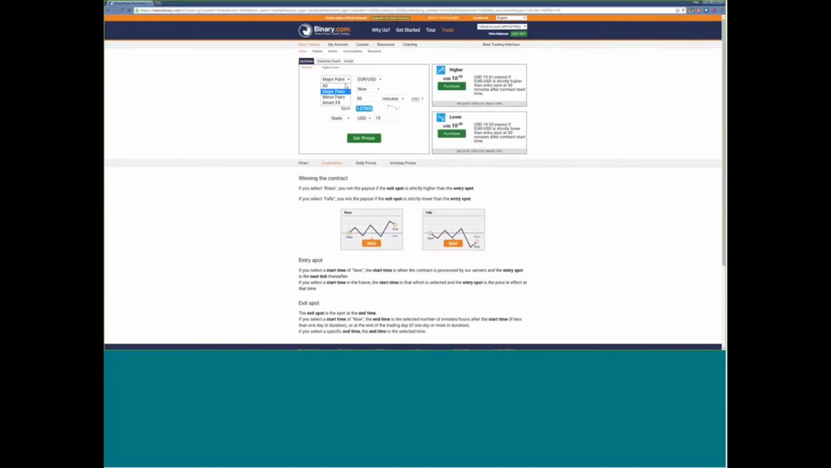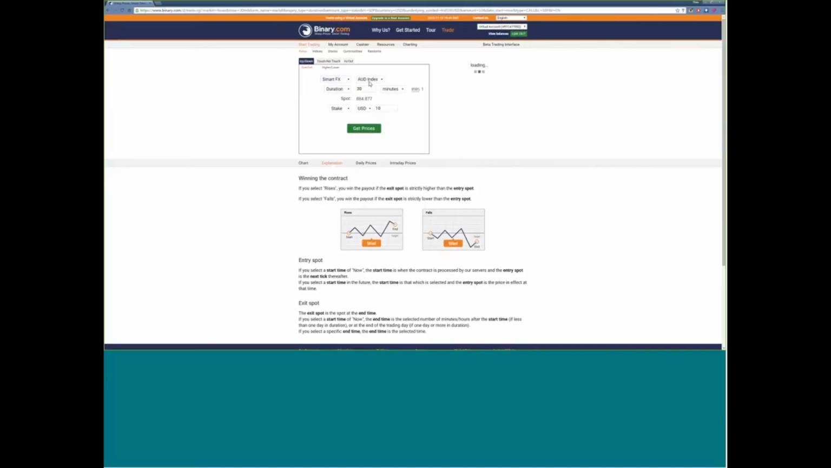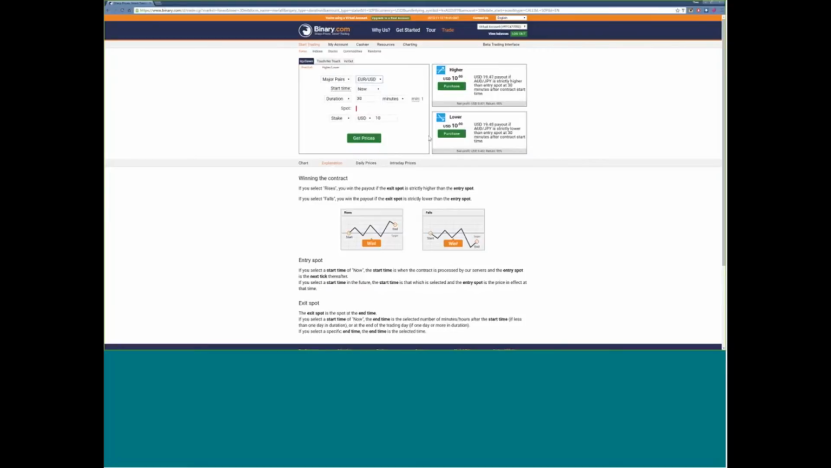Up top here, you can choose major Forex pairs, minor Forex pairs, or what's called Smart FX. Smart FX is just the indexes of an individual currency, as opposed to being a currency pair. I'm going to switch to major pairs and just put on my favorite pair that I trade the most, which is euro-dollar. I think it's also the most traded pair, as far as I know.